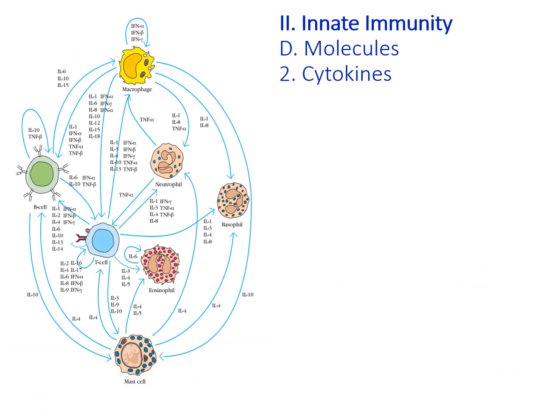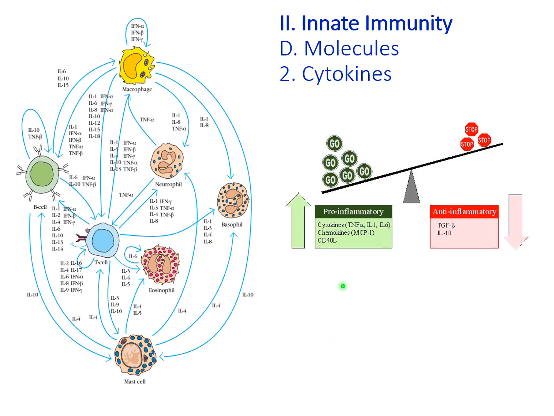This diagram shows us the interplay between cells of the immune system through a network of cytokine actions. You can see how complicated it is, so you do not have to memorize this. But what's important to remember is that we have pro-inflammatory and anti-inflammatory cytokines as shown by this balance. There should be a balance between these two groups, and certain inflammatory diseases present with characteristic cytokine profile.